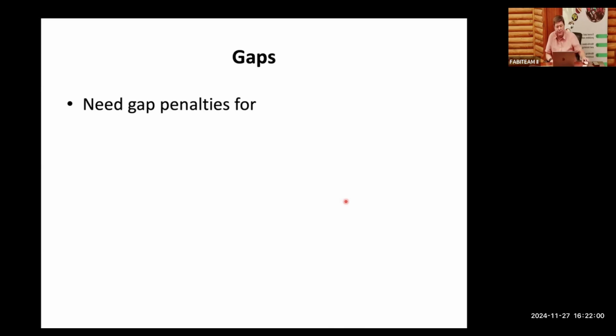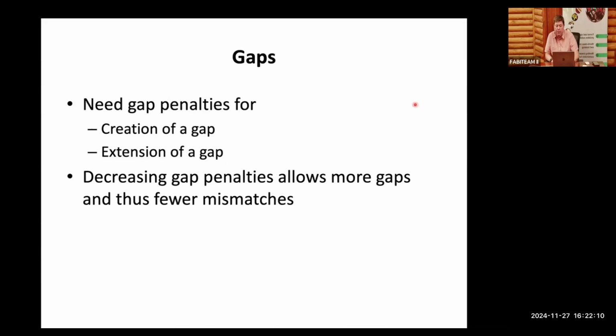It's the same principles. We also use gaps, and here we can apply gap penalties for the creation of a gap and for the extension of a gap, and we can decrease gap penalties to allow for more gaps and thus fewer mistakes. Typically in most cases, we use the default weights because these are typically the best weights assigned through simulations and testing on data sets.